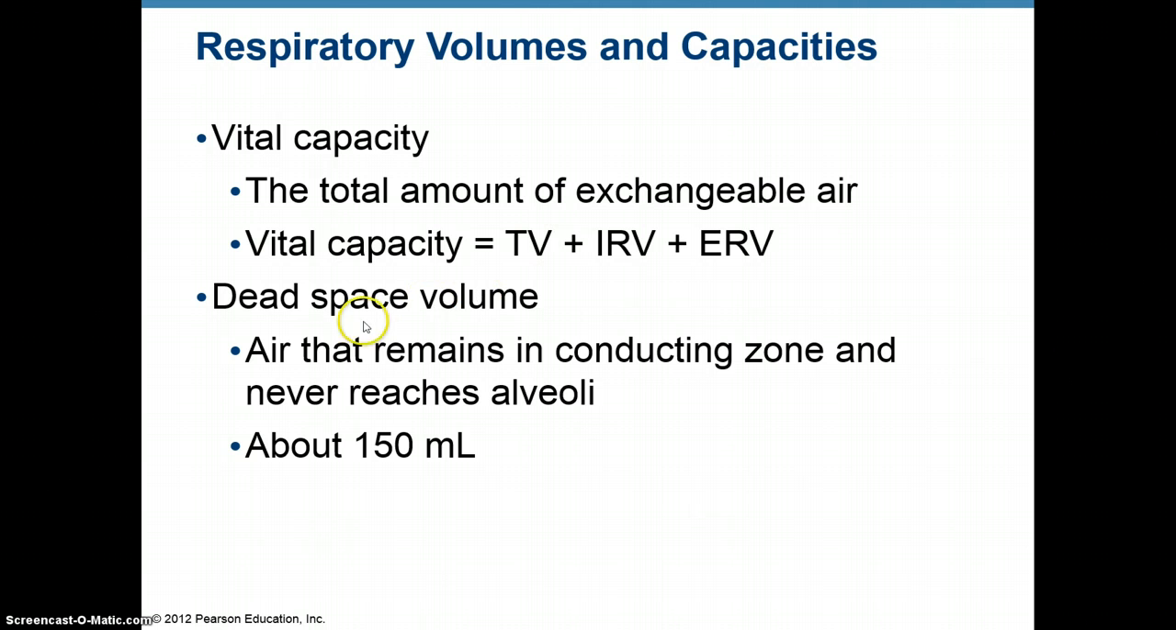And then finally, we have another one: dead space volume. This is the air that remains only in the conducting zone. That means it doesn't reach the alveoli. It only stays within the bronchi and the bronchioles. And that's about 150 milliliters. Sorry, Bella is next to me and she is talking. Okay, so that's about 150 milliliters.